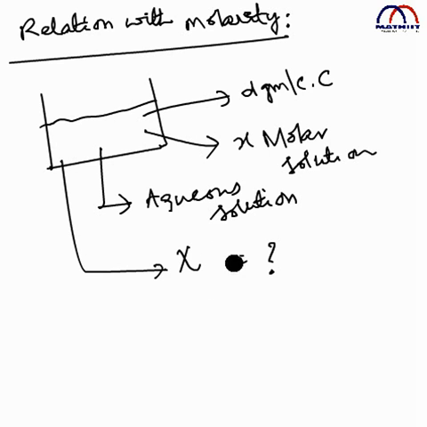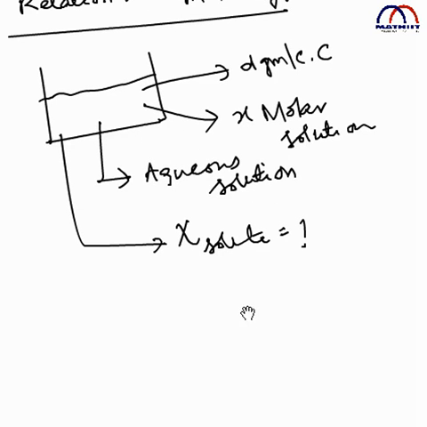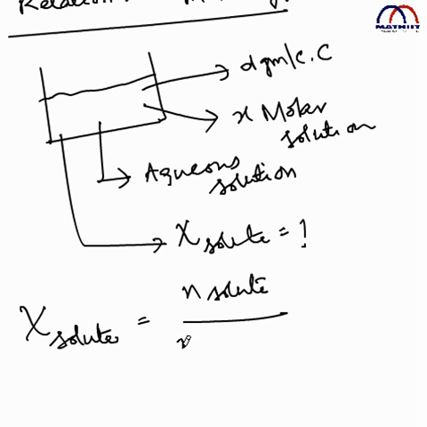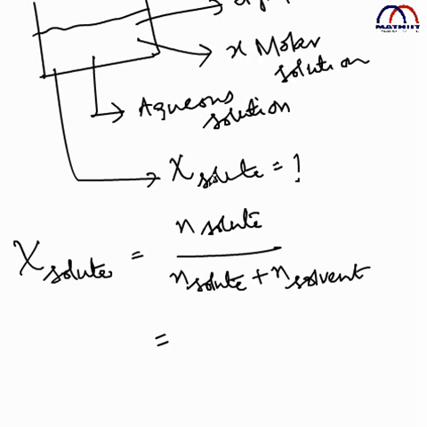The mole fraction of solute we can find out here. To get the mole fraction of solute, what is the requirement first? You need the number of moles of solute there, which is already with you, and the number of moles of solvent also. Here the number of moles of solute is nothing but X, because an X molar solution is nothing but X moles present in 1 liter of solution there.